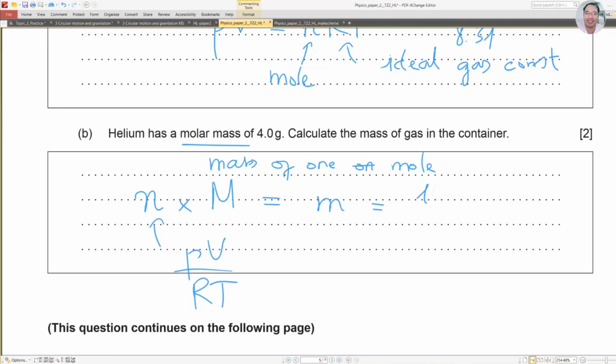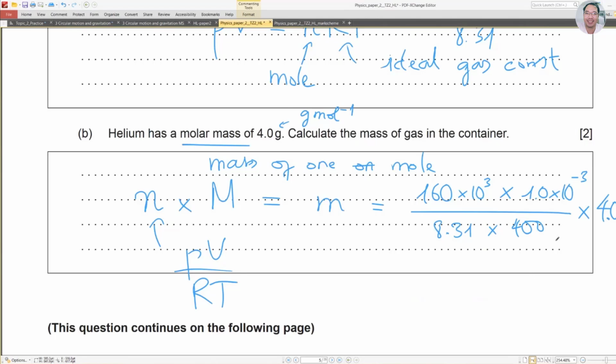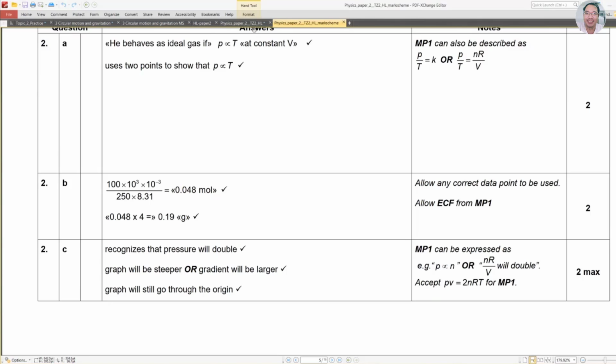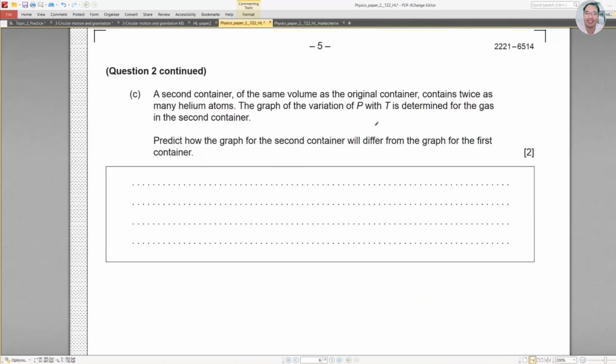So P is 160 times 10 to the 3, multiplied by the volume 1.0 times 10 to the minus 3 meter cubed, divided by R, 8.31, and the temperature, 400 Kelvin. You have the moles, and then multiply by the molar mass, 4 grams per mole. You will get the mass: 0.19 grams.